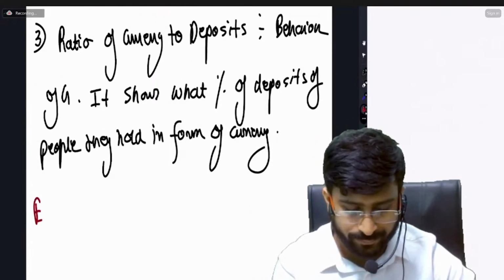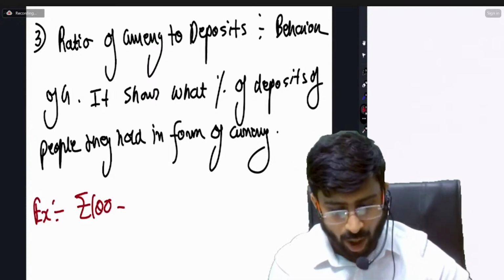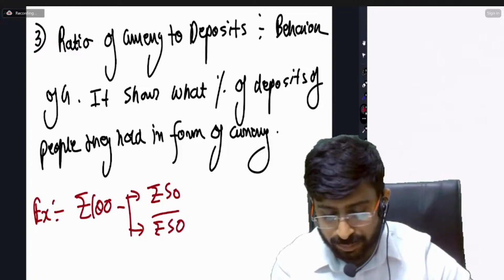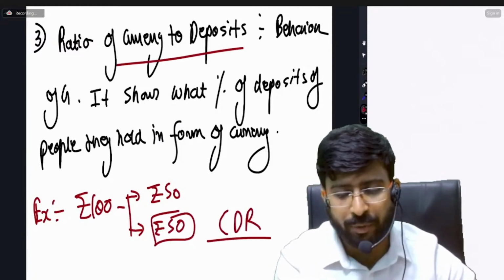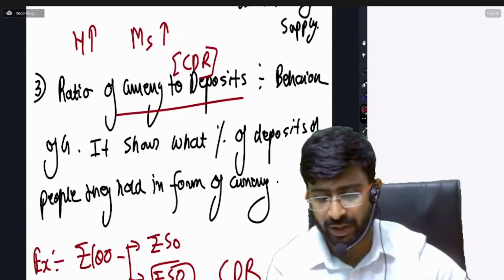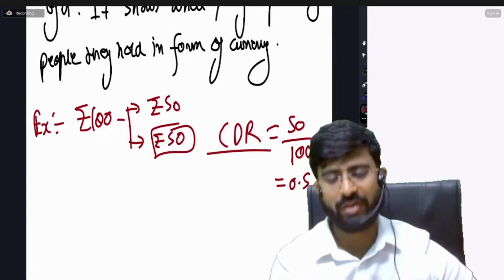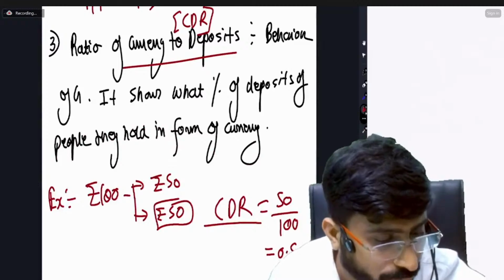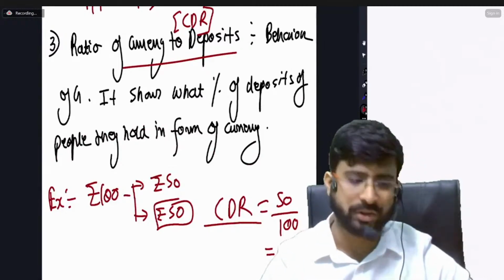Suppose, for example, I have rupees 100. Out of rupees 100, I have kept 50 in the bank and 50 in the form of currency with me. So my CDR, meaning currency deposit ratio, is 50% or 0.5. But sir, what is the formula for the money multiplier if so much information is known to us?